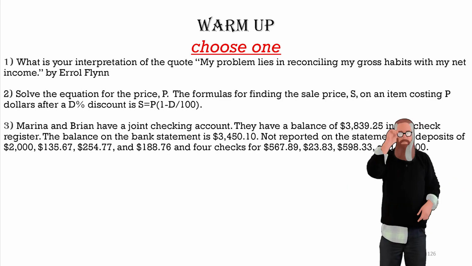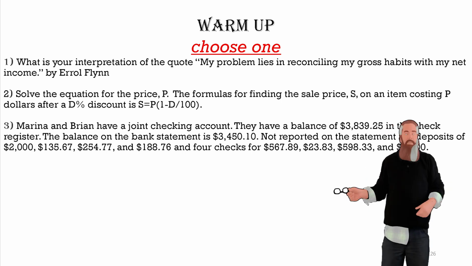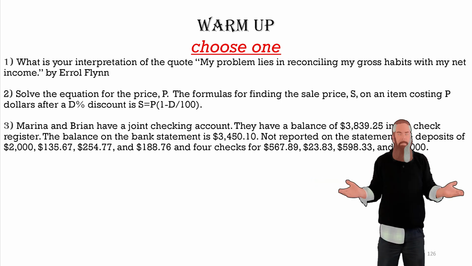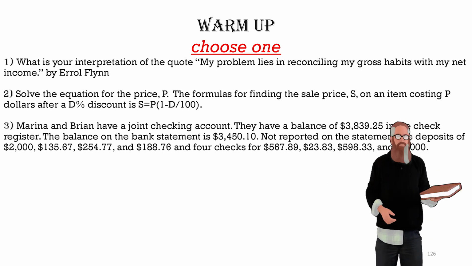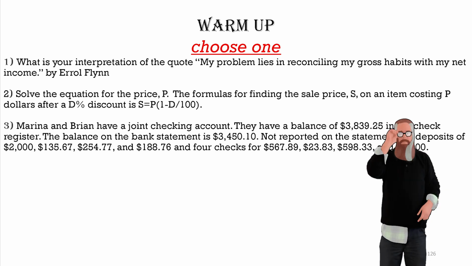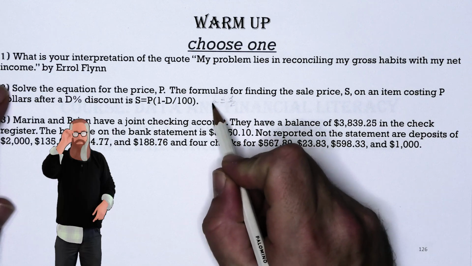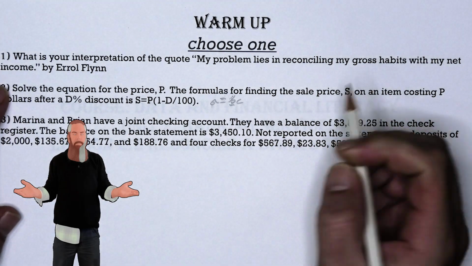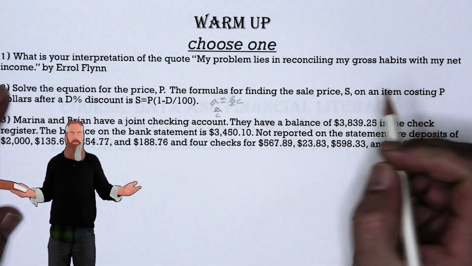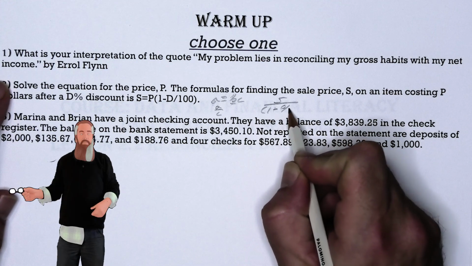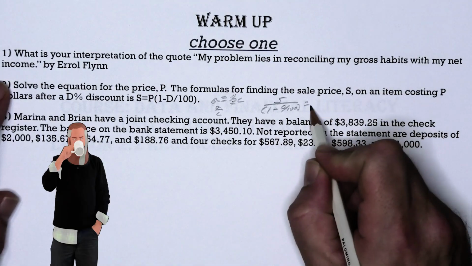Before we jump into this, we're going to make sure we're ready for this lesson by looking at warm-up number 2, where we're going to solve an equation for price, P. The formula for finding the sale price, S, on an item costing P dollars with a D% discount is S equals P times (1 minus D divided by 100). This is a very nice situation because effectively we have A is equal to B times C. We're solving for B, which means A divided by C, or simply S divided by (1 minus D divided by 100) is going to be equal to P.